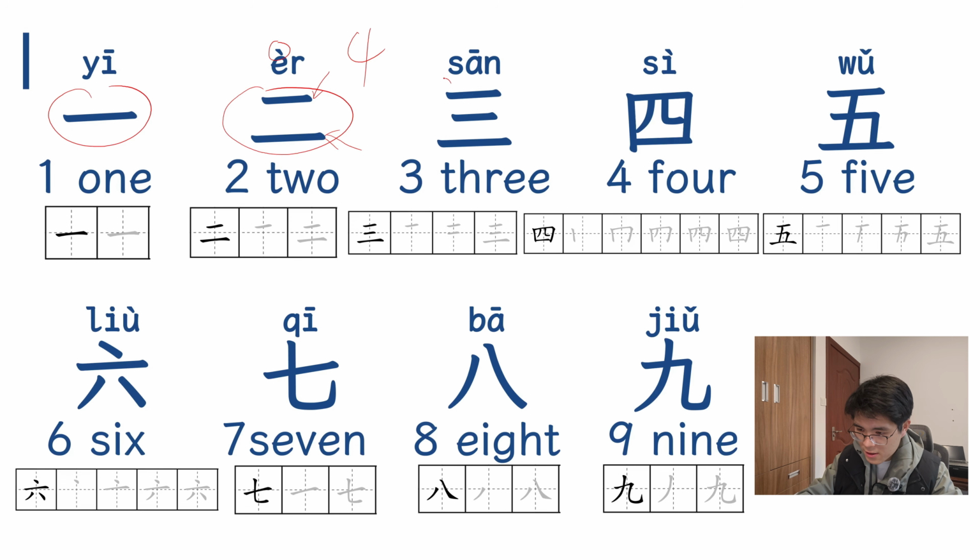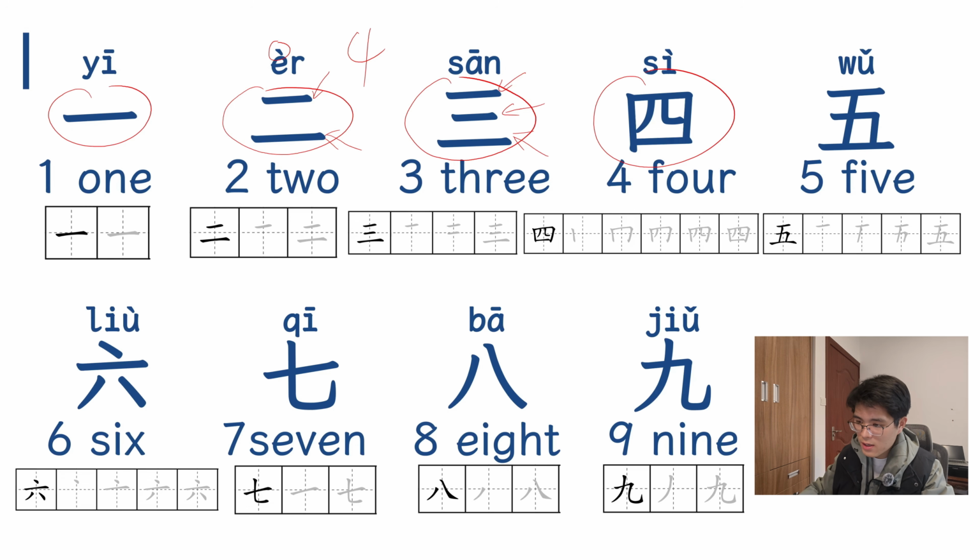The next word is 三. You can read after me. 三. So you can write it with three horizontal lines: the top one, the middle one, and the bottom one.